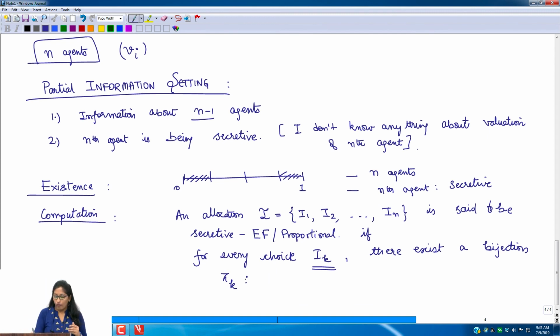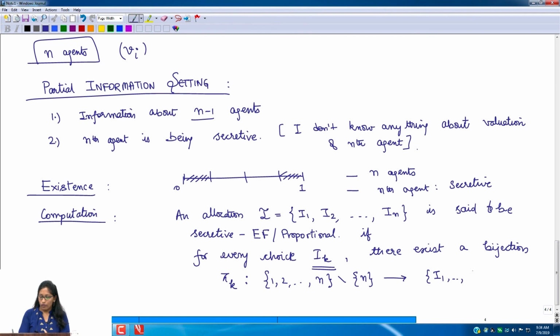So formally, what I need is, for every choice i_k, a bijection going from the set of agents minus the particular agent n, because he has already picked i_k, to this particular set again, I_1 to I_n minus I_k.